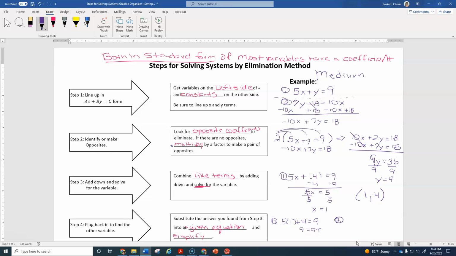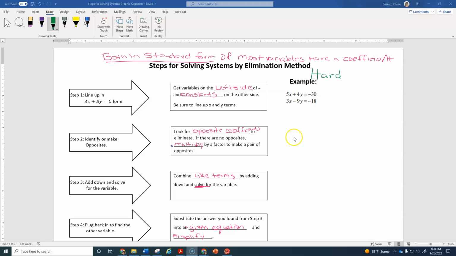And then equation number 2, I have 7 times 4. I'm using the original equation, 7y minus 18. That's supposed to equal 10 times 1. 7 times 4 is 28. 28 minus 18. And 10 times 1 is 10, so I end up with 10 equals 10. That's a true statement, so the point (1,4) is the solution to that system.